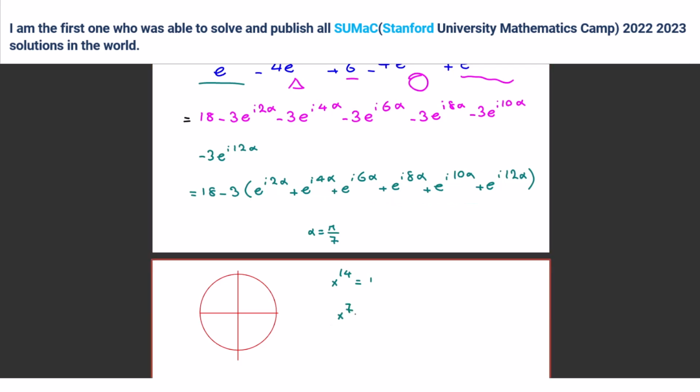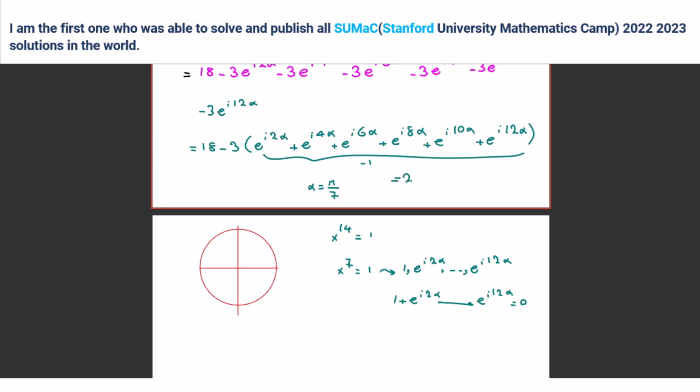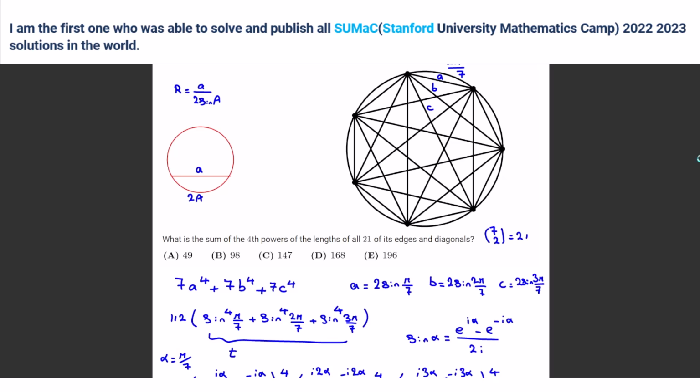Yeah. But do you agree these numbers are also roots of x to the 7 equals 1? Because we know e to the i alpha is a root of this, so e to the i2 alpha is a root of this, right? So how many roots do we have? 1, 2, 3, 4, 5, 6. So if we consider plus 1, by Vieta's formula it will be 0, because the roots are 1, e to the i2 alpha, through e to the i12 alpha. The sum of the roots is 0, so this part is -1. So it becomes 21. 7 times 21 is what? 147, right? Yeah.